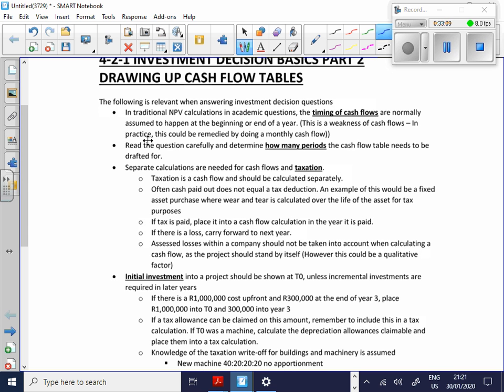It says, read the question carefully and determine how many periods the cash flow table needs to be drafted for. Okay, so having read this question, how many periods does this cash flow table have to be drafted for? Guys, we're going to do it for 5, not 4, because there's always the initial outlay, all the stuff that you invest up front. Are you guys comfortable with that?